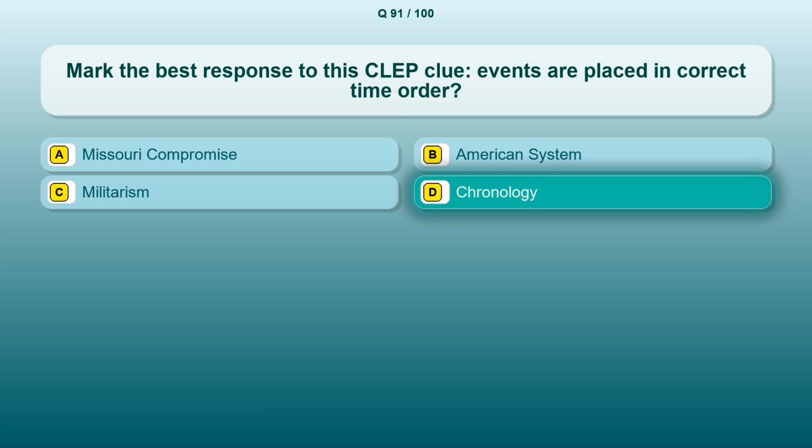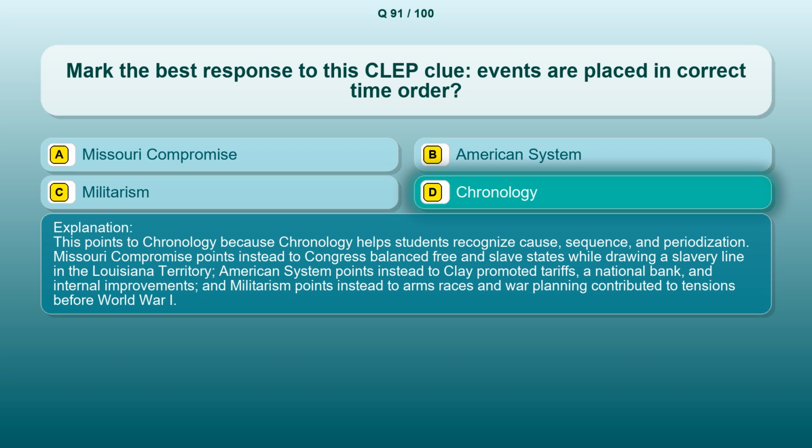The correct answer is option D, Chronology. This points to chronology because chronology helps students recognize cause, sequence, and periodization. Missouri Compromise points instead to Congress balanced free and slave states while drawing a slavery line in the Louisiana Territory. American System points instead to Clay promoted tariffs, a national bank, and internal improvements, and militarism points instead to arms races and war planning contributed to tensions before World War I.